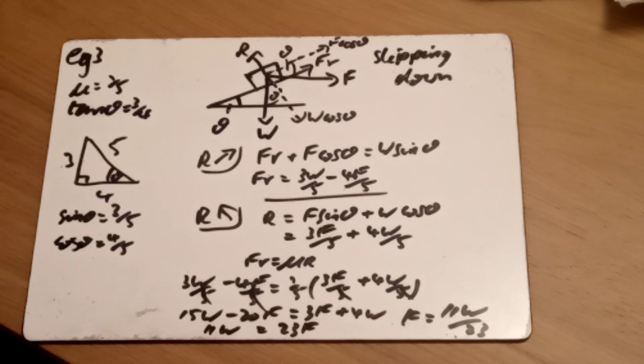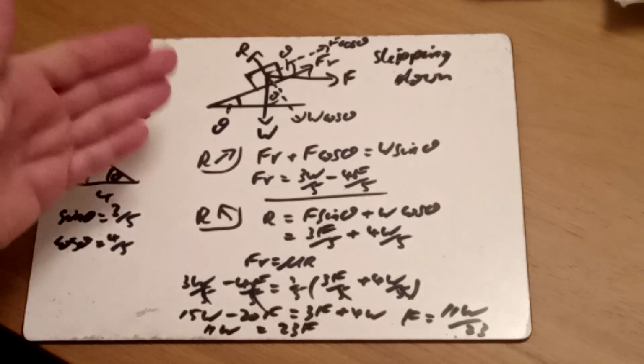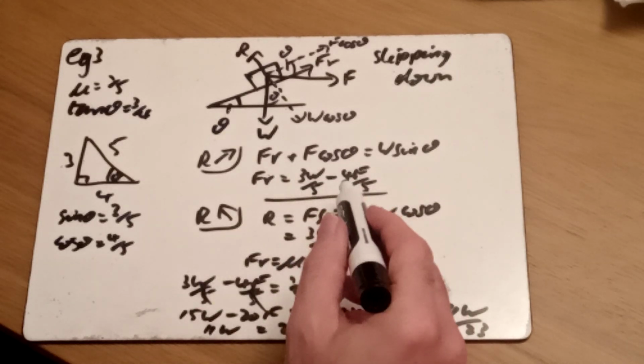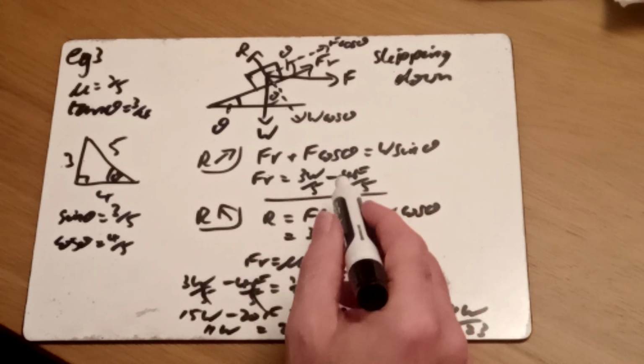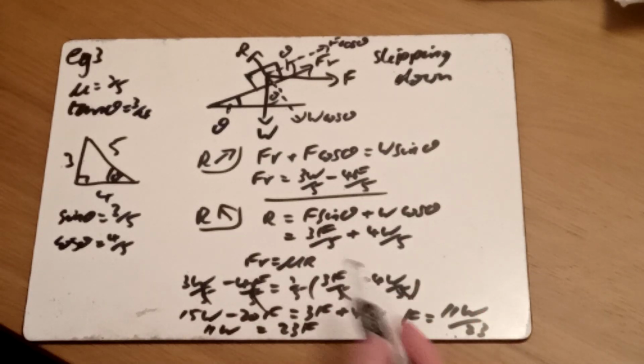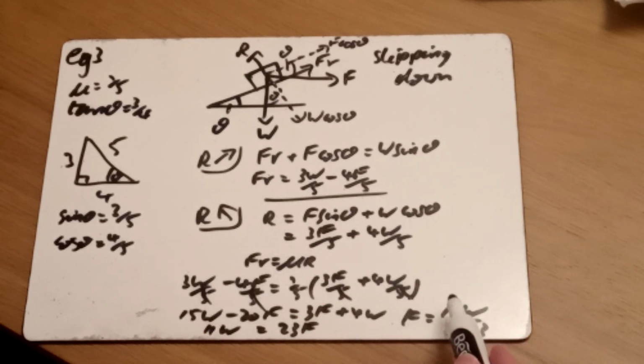So in that case, I've resolved and got an equation with F in each one, for friction and for R, so I haven't solved it as such. What I've then done is quote friction equals mu R, stuck in my equation for friction with F in, stuck in my equation for R with F in, got all the F's on one side and everything else on the other side, and then solved it to find what F is in terms of W in this case. And that's how we deal with friction and planes.